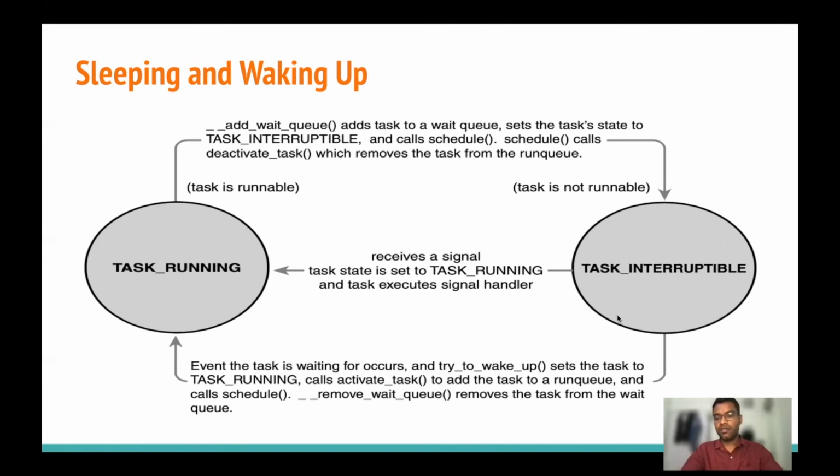When the task is not running and is in the task interruptible state, there can be a signal that wakes up that process, or there can be the actual event for which the task was waiting. In both cases, it goes to the task running state. But here you can see that when a signal wakes up the process, it handles the signal, and again goes to the task waiting state, so that it waits again for the actual event to occur. Only then will it go to the task running state.